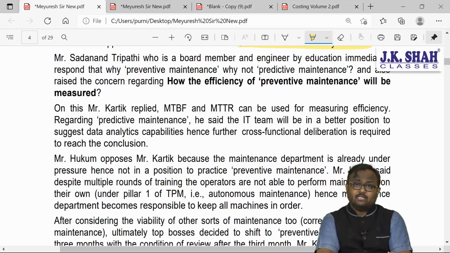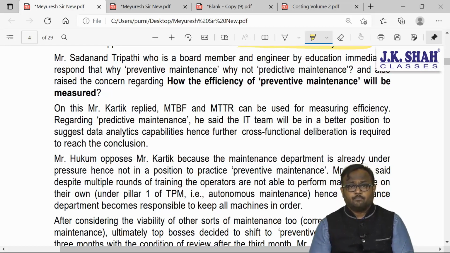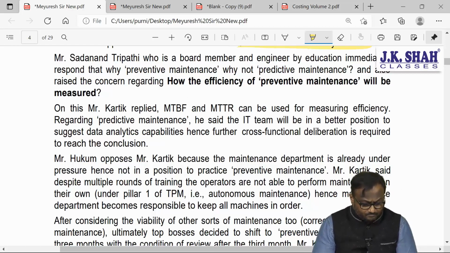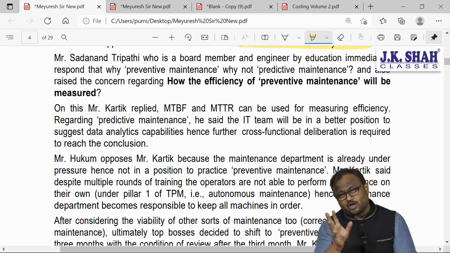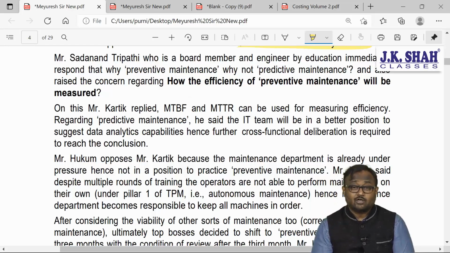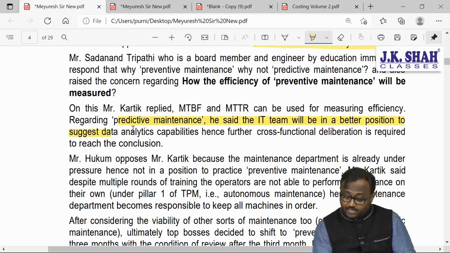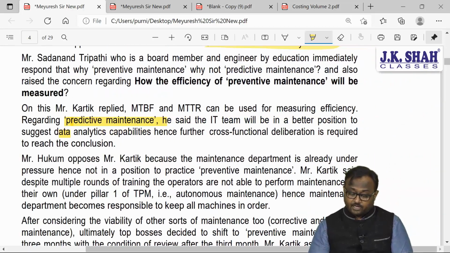So preventive maintenance is a full-time activity, but your predictive maintenance is required in some specific situations, and they are not regularly scheduled like preventive maintenance. So naturally your material cost, your labor cost is saved if you implement predictive maintenance rather than preventive maintenance.